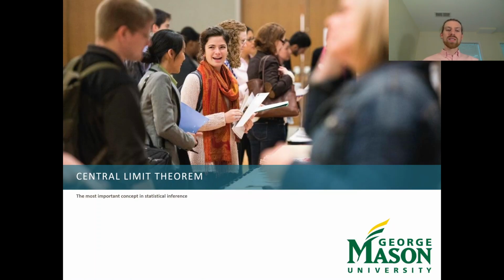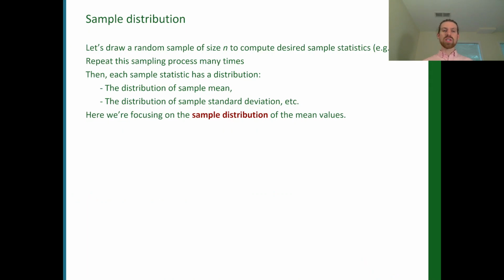Okay, before we begin, there's an important theorem that I need to raise with you called the central limit theorem. Some of you may already have heard of this before. If you haven't, don't worry about it. We're going to cover it here, but it's one of the most important concepts within statistical inference, okay? So let's have a hypothetical example. Let's draw a random sample of size n to compute a desired sample statistic, let's just say the mean, from a population of properties in Fairfax City, and we're going to look at the house price each time.